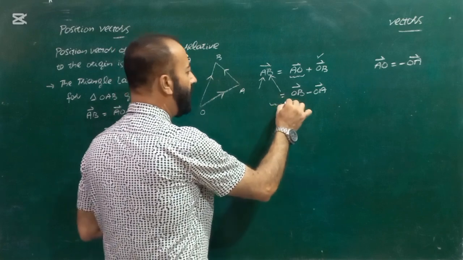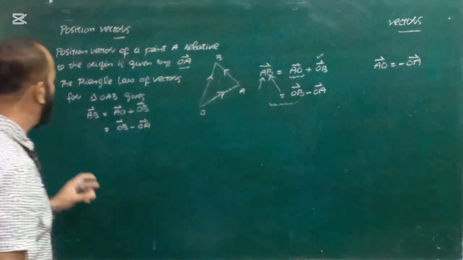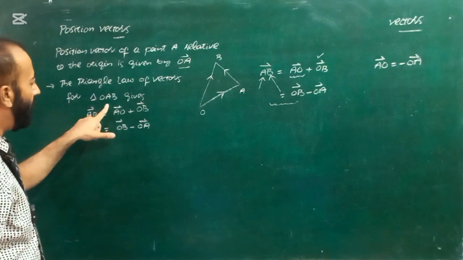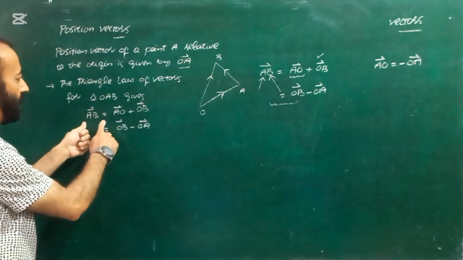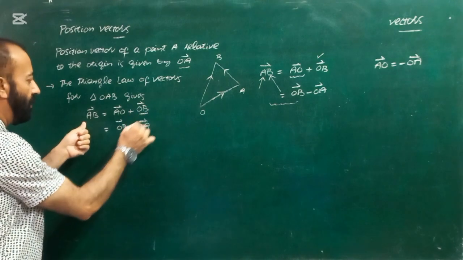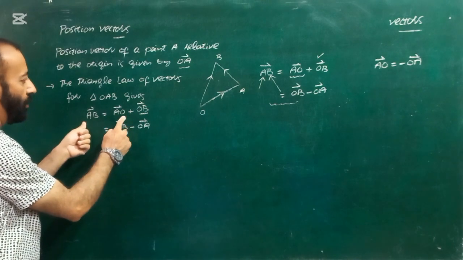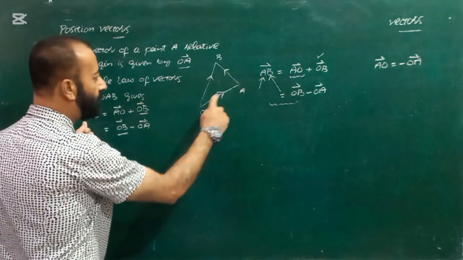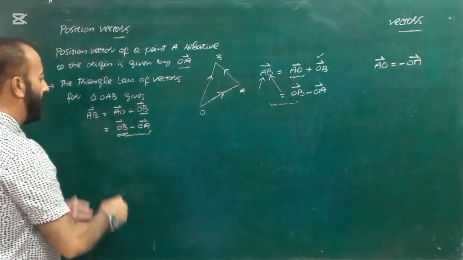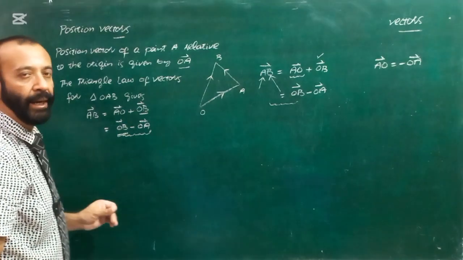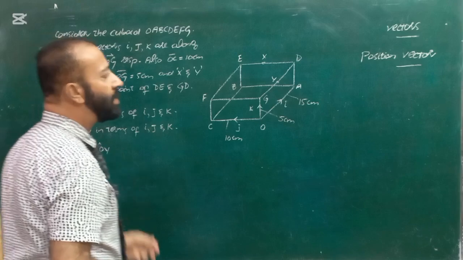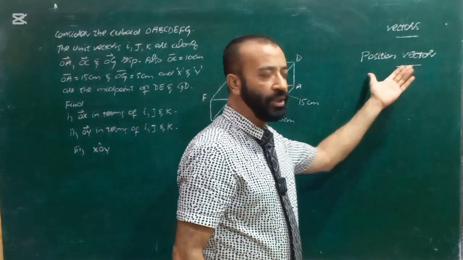So this is the head to tail rule. That is here for the triangle law of the vectors. For triangle OAB, AB is equal to AO plus OB, and this OB will remain as it is, and AO will be the opposite of OA. So this is the addition rule, also called the head to tail rule, or the triangle law of the vectors.